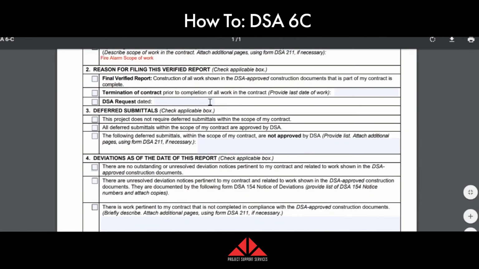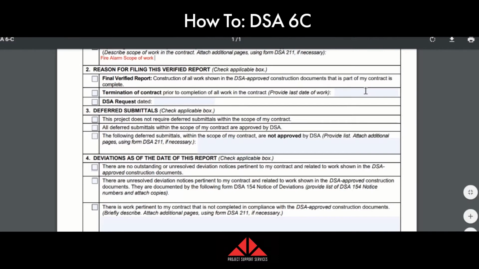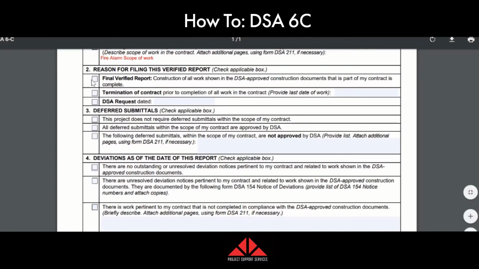Now, next is reason for filing the verified report. There's 3 different boxes you can check. Final verified report, you're saying the work is done per the DSA approved documents, everything's good to go. Termination of contract. Again, if you're terminated from the job, you would click right there and put the date that you provided the last day of work. Or sometimes DSA might come out and say, hey, we want a DSA 6 from you. Can you put the date and click this box? That's what you would do. But the majority of the time when you're filling out these forms, you're going to click final verified report, unless either of these two are requested.